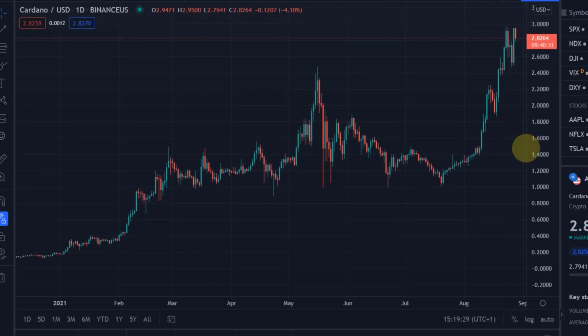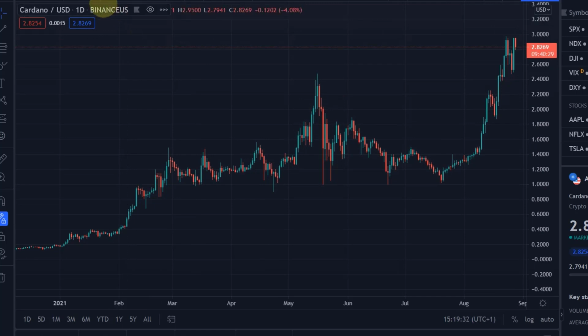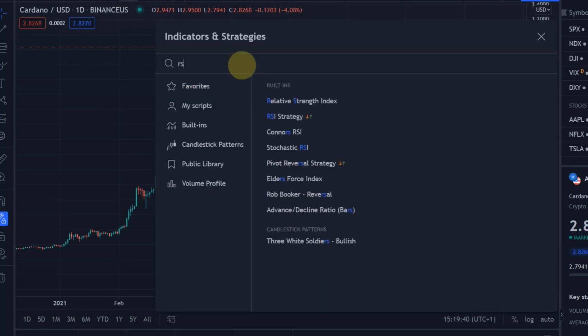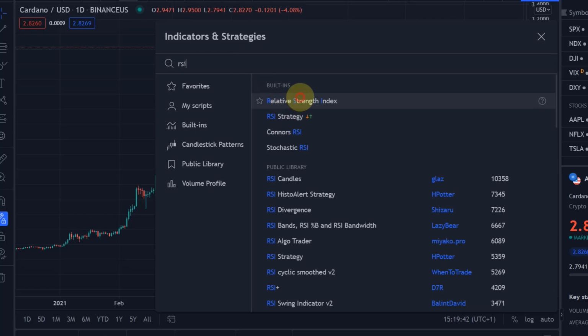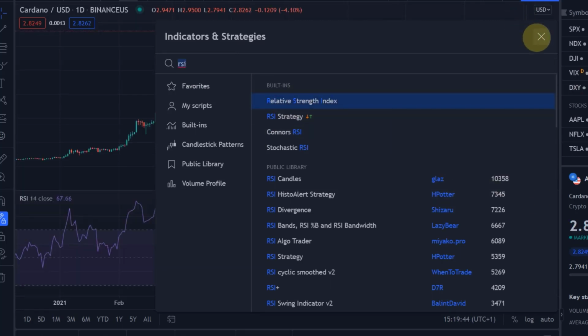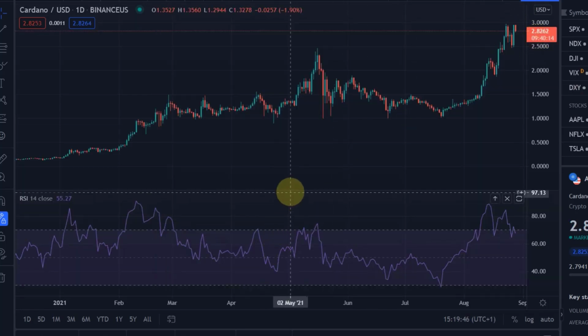So before we start, let's activate the RSI here in TradingView. By the way, I'm on the daily chart here. So I have to go to indicators and strategies. I type in the RSI, Relative Strength Index, activate it, and there it is. Right, so let's explain the RSI.